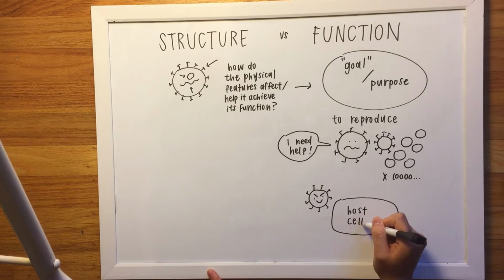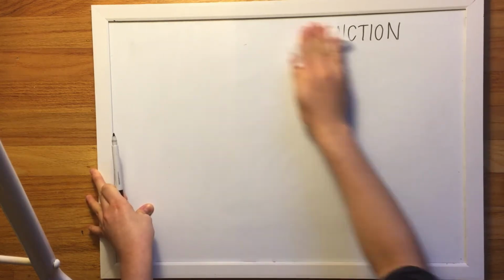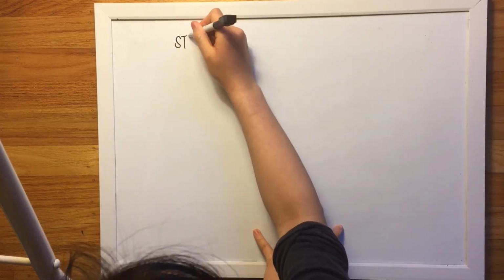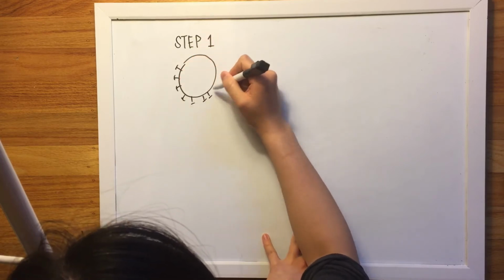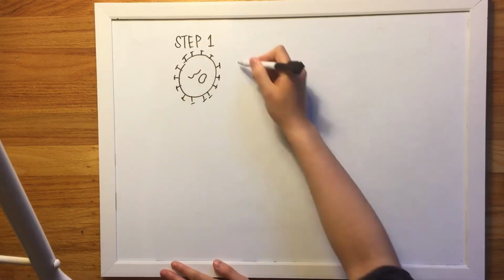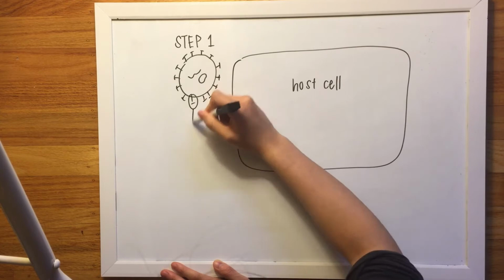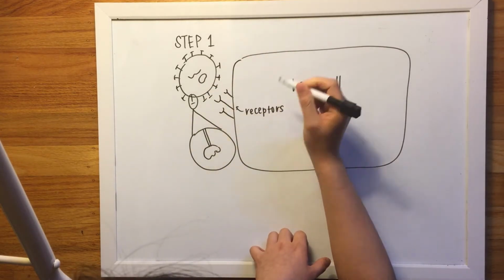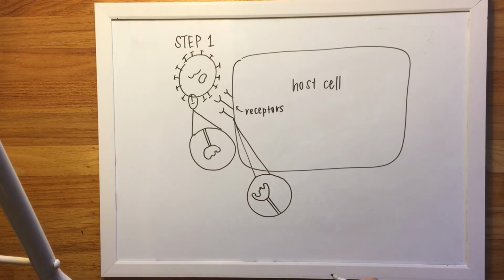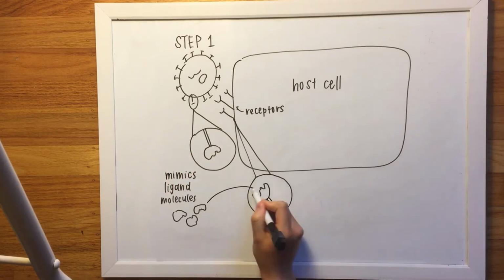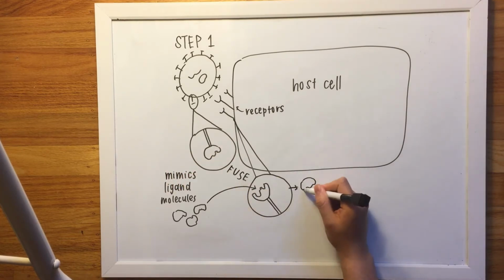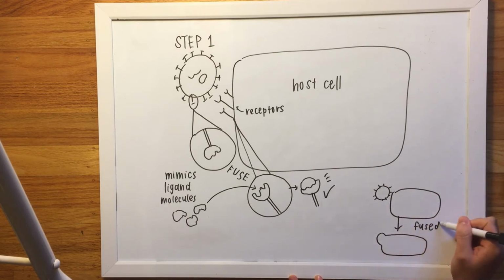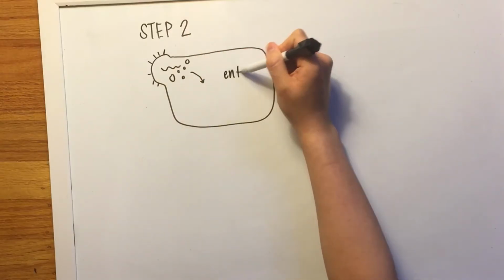Now, how do retroviruses utilize their envelope structure and reverse transcriptase to reproduce? They first enter the host cell through the attachment of their surface glycoproteins to specific plasma membrane receptors, which allows the virus and host cell membranes to fuse. The structure of glycoproteins has evolved to closely resemble ligand molecules that bind to surface receptors, allowing the virus to infiltrate the host cell. Viral RNA and proteins are then released into the host cell.